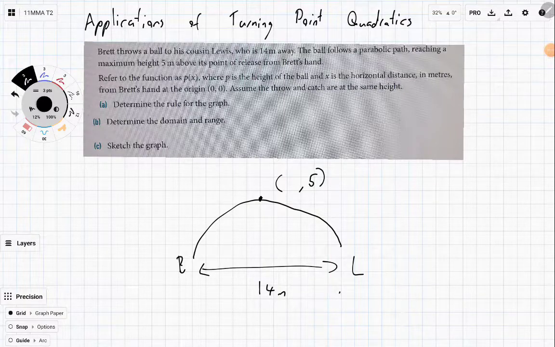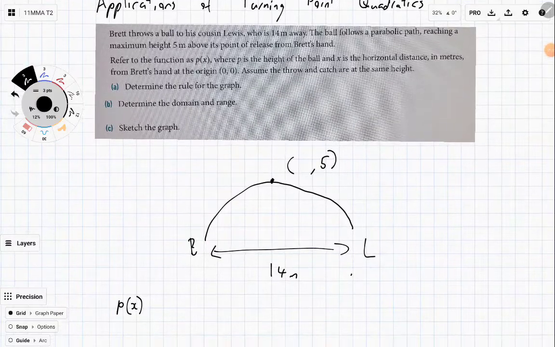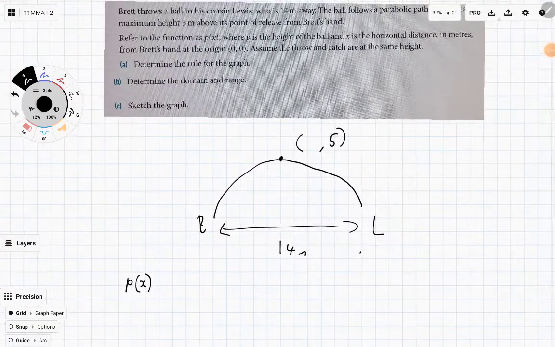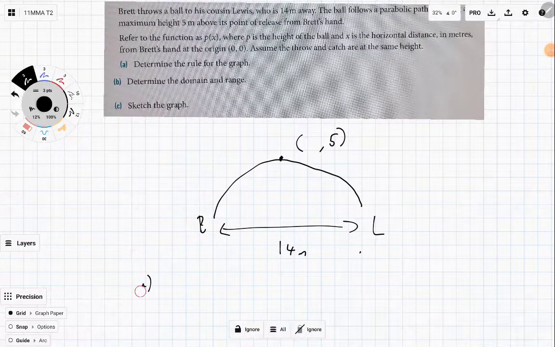Refer to the function p of x, where p is the height of the ball and x is the horizontal distance in meters from Brett's hand at the origin 0, 0. Okay, so let's change this a little bit. I'm just going to make it look a little bit more like a graph. So let's set up our axes, but use what we've got. Brett's over here. He's at the origin 0, 0.